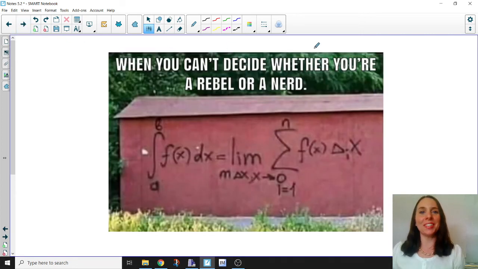Oh my gosh, and here's another meme. This is a surprise meme. I didn't even remember that this one was here. I made this one a long time ago. When you can't decide whether you're a rebel or a nerd, you spray paint the definition of definite integral on a barn. There you go.